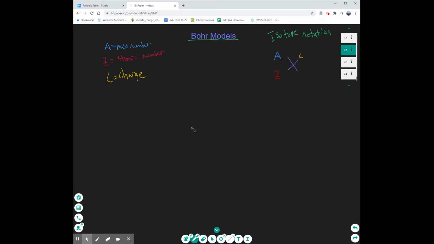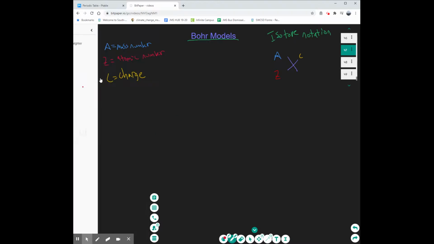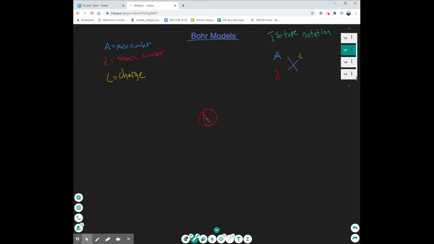So let me show you what a Bohr model looks like, right? A Bohr model would be like saying, okay, in here there are protons and there are neutrons, and this is the nucleus. Then around the outside, there are these energy levels. And these energy levels are where the electrons live.